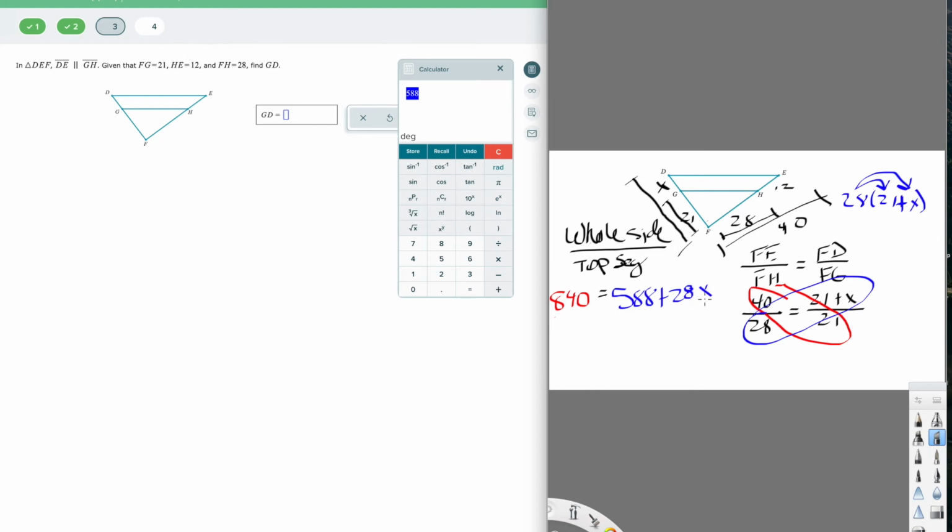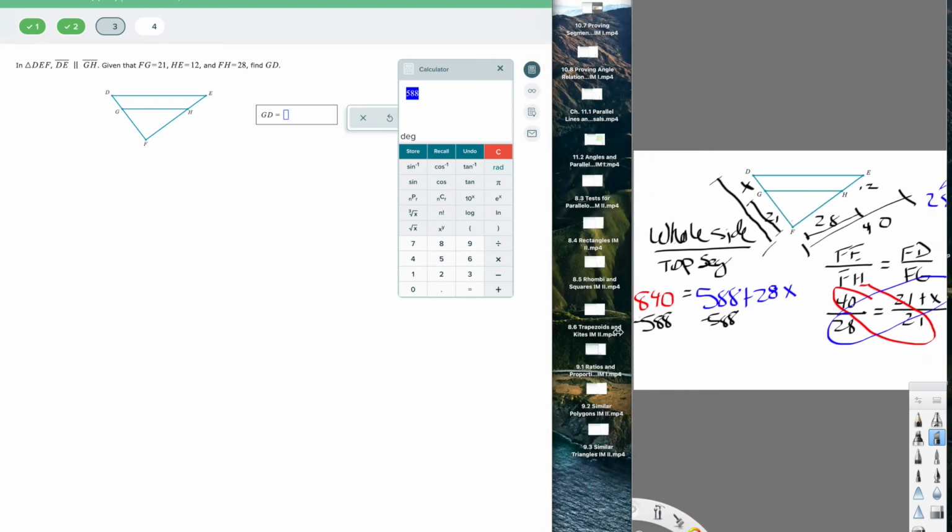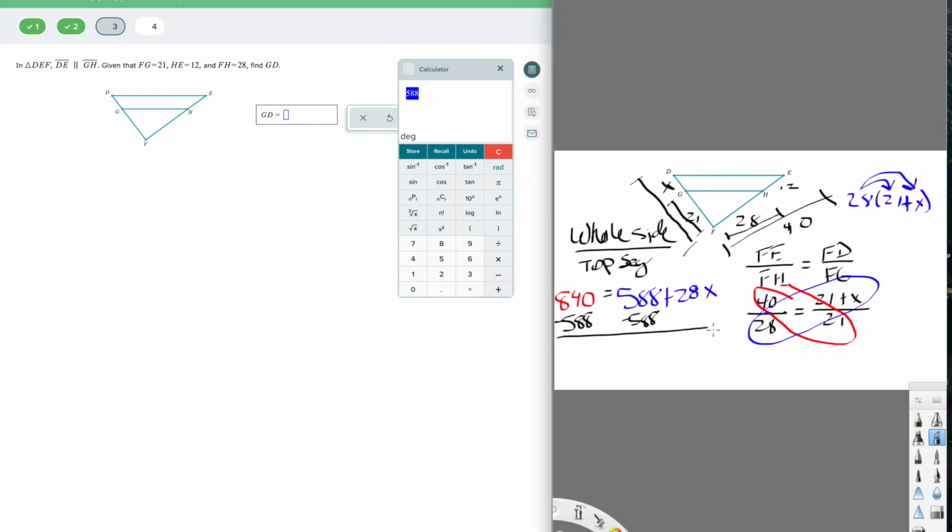So I have my x value still here. So to solve this, I'm going to start getting x by itself. I'm going to subtract the 588 from both sides. I'm really sloppy. My pen's arguing just a little bit here for some reason. There we go, 588. That is not what I wanted, silly pen. All right, so we're going to have 840 minus 588. So we get 252 equals, 588 minus 588 cancels, and I have 28x.